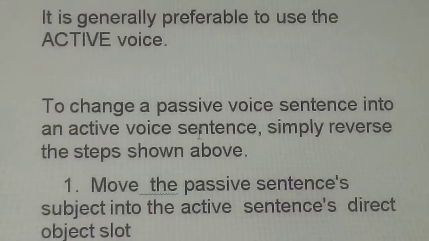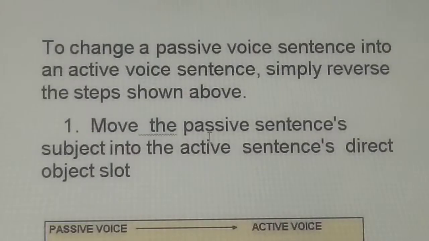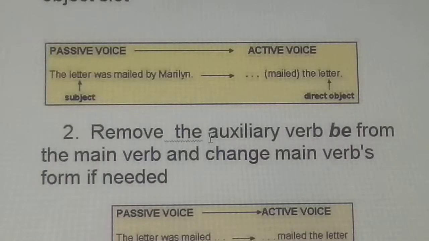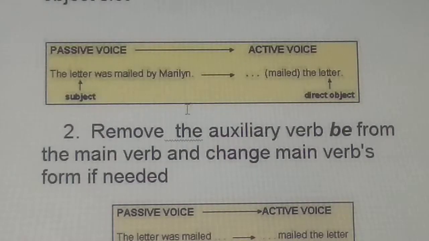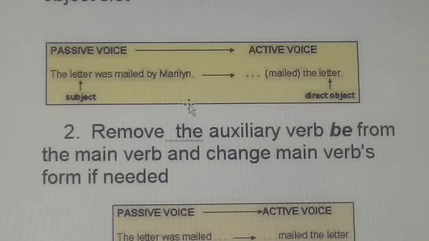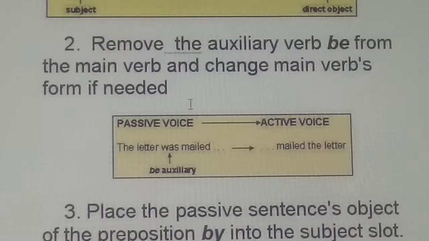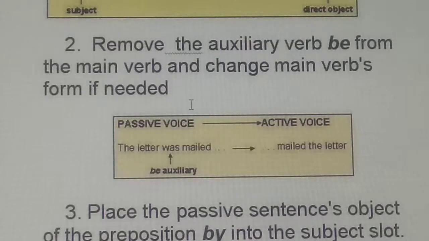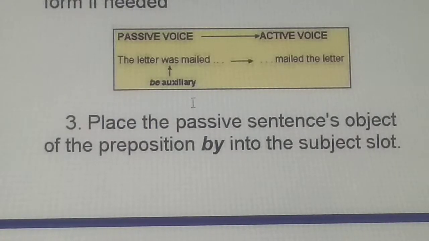To change a passive voice sentence into an active voice sentence, simply reverse the steps shown above. Let's have a look. Move the passive sentence's subject into the active sentence's direct object slot. Okay. The letter was mailed by Marilyn. Remove the auxiliary verb be from the main verb and change the main verb's form if needed. Let's see. The letter was mailed. Yeah, that is passive. Place the passive sentence's object of the preposition by into the slot.